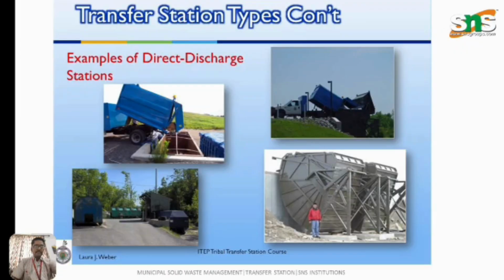Transfer station types. Examples of direct discharge stations. Waste can be collected and transferred directly to the transfer stations without causing harm to other people and the surrounding environment.